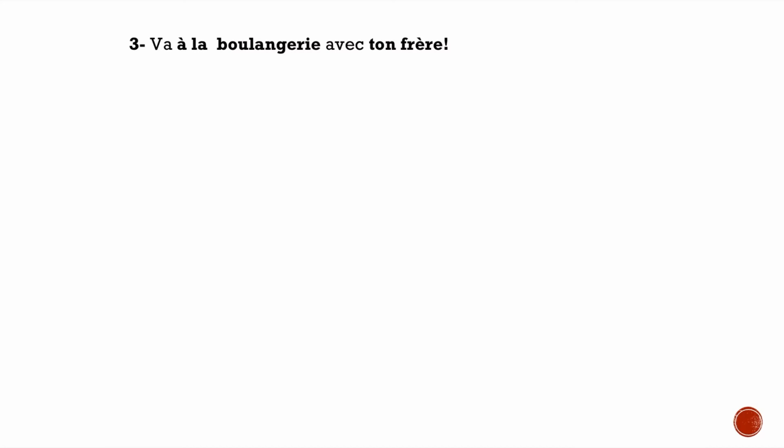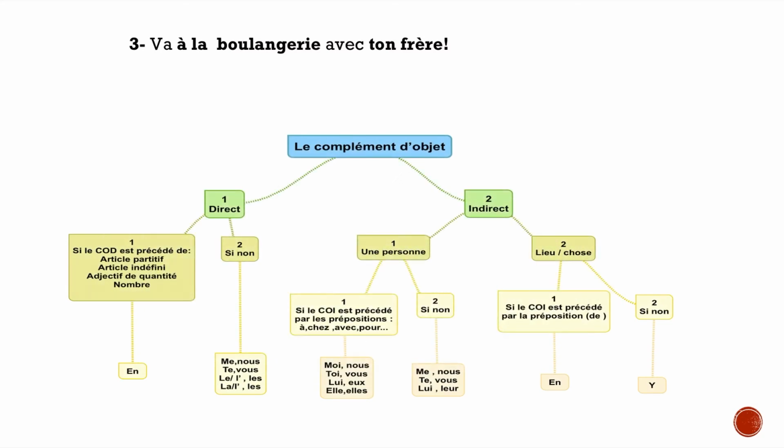The last sentence for today is: va à la boulangerie avec ton frère. It means go to the bakery with your brother. As you see here, the sentence is une phrase impérative. So here be careful about the order. Let's find first our pronouns. À la boulangerie, it's an indirect object and it's a place, so we put for it y. And avec ton frère, it's indirect also, but it's a person, and before it we have the preposition avec, so we use here the pronom tonique lui. So our pronouns here will be y and lui.